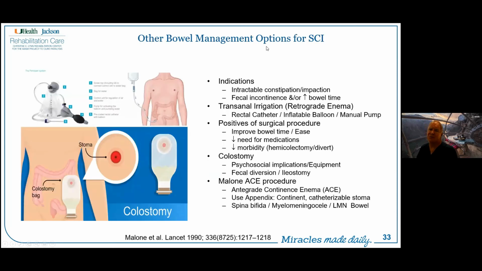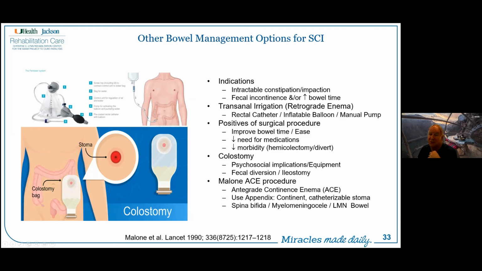So other bowel management options, and this is what you would use for folks who have intractable constipation and impaction, or a lot of fecal incontinence, and or increased bowel time. It's just not working. Consider transanal irrigation. So this is a retrograde enema using a rectal catheter with an inflatable balloon. So this is this type of a system here. Basically, you're flushing forward as you go through there. I'm sorry, you're flushing backwards. So you put this up from below, and it causes emptying in that respect.